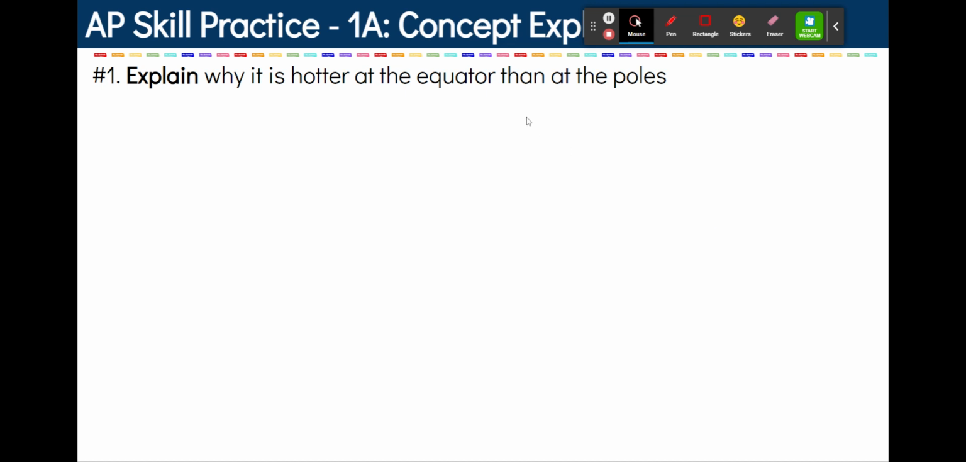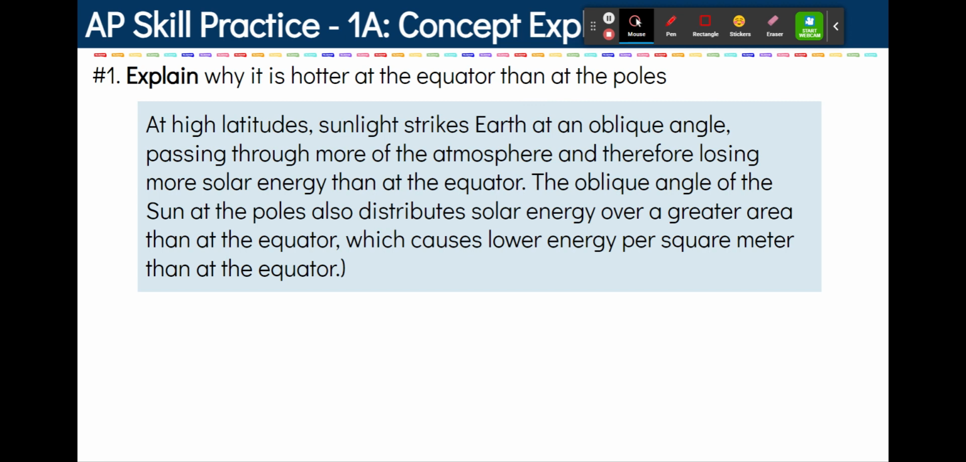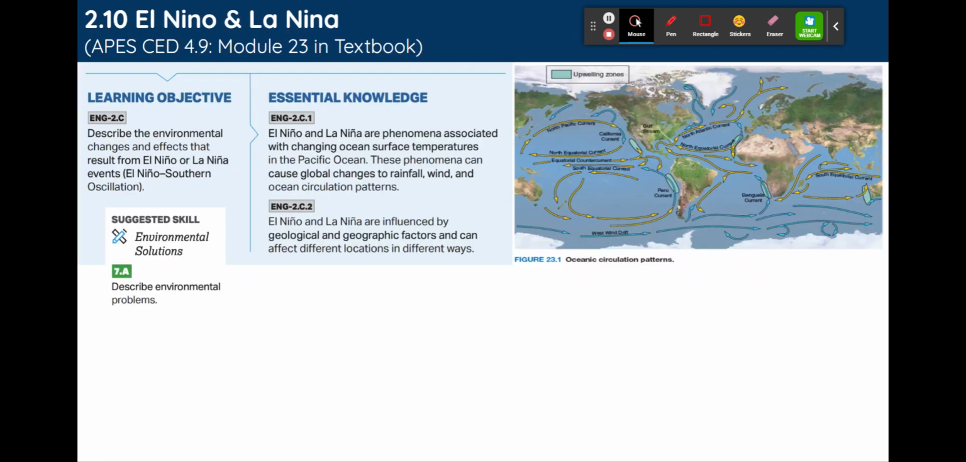This you guys can fill in your notes. Explain why it is hotter at the equator than at the poles. So take a second to fill this in now and check your answer. So that was 2.9, very quick.